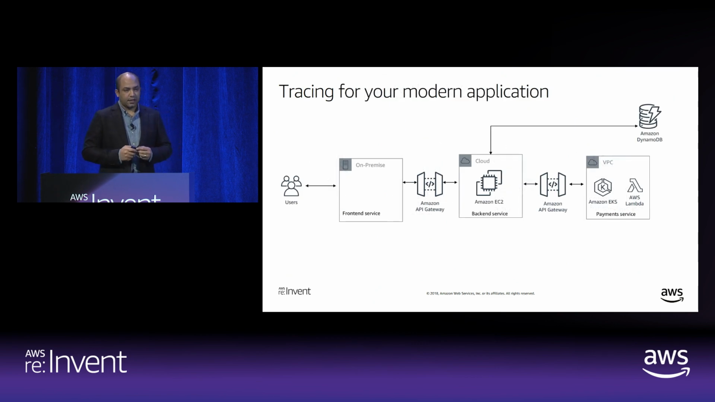Let's quickly talk about what tracing for your modern applications looks like. So here, again, I have the same architecture. I've got some API Gateway, some EC2 instances in there. I've got a Kubernetes cluster that's running my containers. I might be using some Lambda containers, or Lambda functions, I should say. And I'm using Dynamo here as an example.